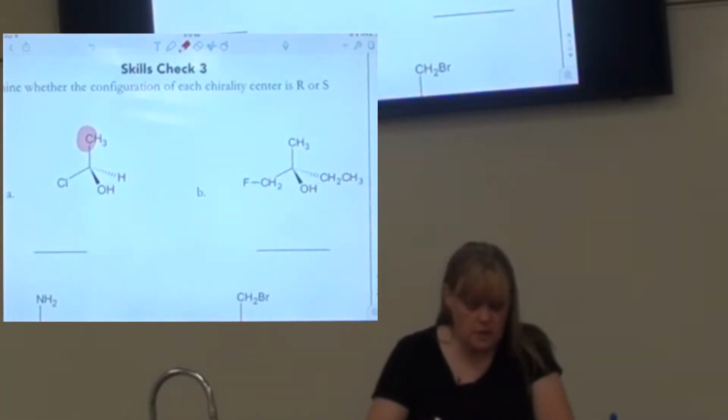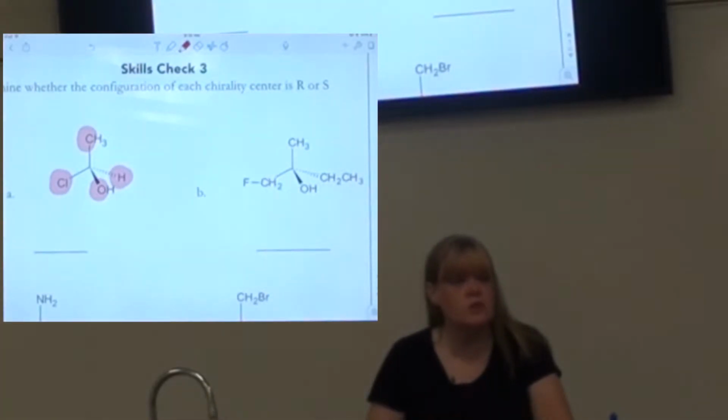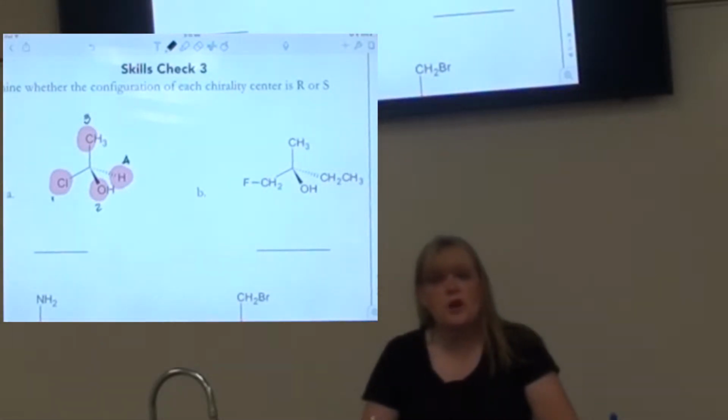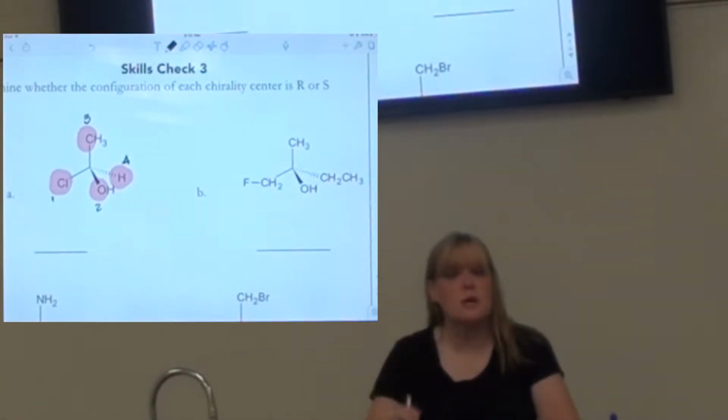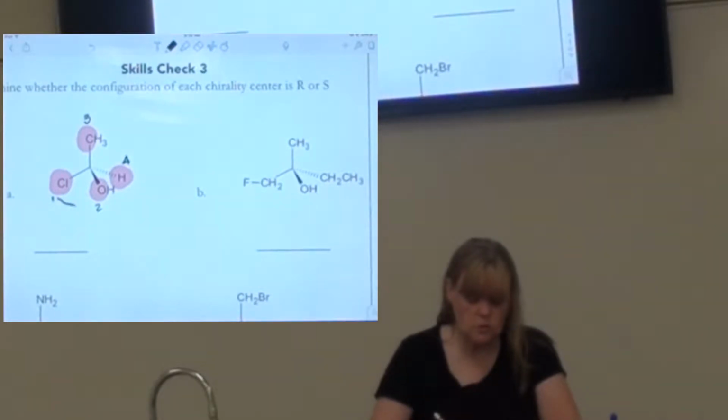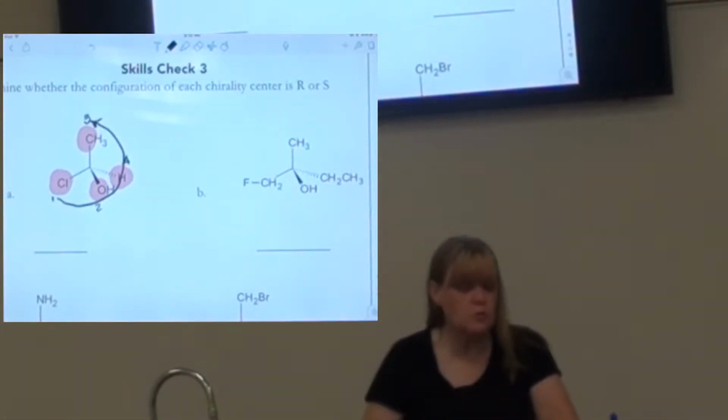So the first one, you have carbon, chlorine, oxygen, and hydrogen, 4 different atoms. So you're good to assign the priorities directly. Chlorine is 1, oxygen is 2, carbon is 3, and hydrogen is 4. The number 4 priority needs to be on the hatch line because it needs to be going away from you to be able to directly see what you're doing. It is, so you can just trace 1 to 2 to 3, just bypass 4 and ignore it. It's in the back anyway.